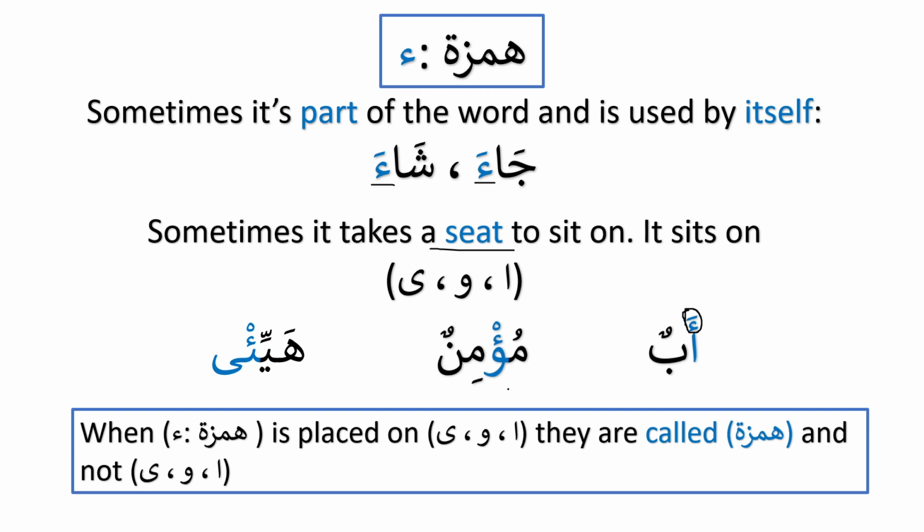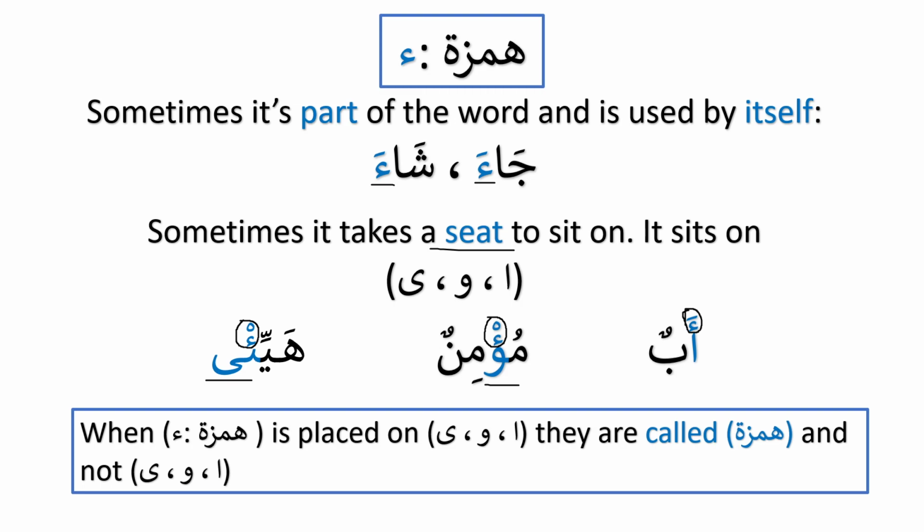Then we have over here, it sits on waw, which is mu'minun. So here again, it is sitting on waw. And next is hayy. It's a verb which means to facilitate in Surah Al-Kahf. So hayy. And now we can see over here that it is sitting on ya. So it sits on alif, waw, and ya.